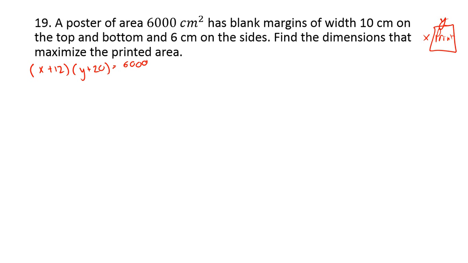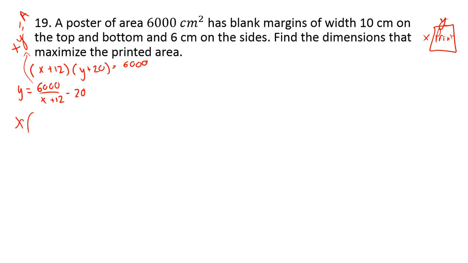So this is our constraint that we have. So we've got to solve for one of them. I'm going to solve for the y, because we always solve for the y. And we end up getting y is equal to 6,000 all over x plus 12 minus 20. Now you could put it under one common denominator if you want. I'm not going to, because I'm different. Now the area of the printed part is x times y, okay, and we're trying to maximize that. So we're going to take this y that we found and plug it in for that y.